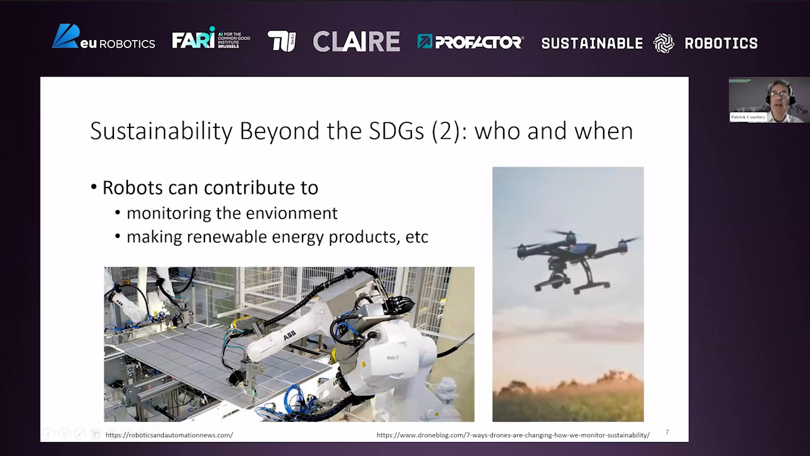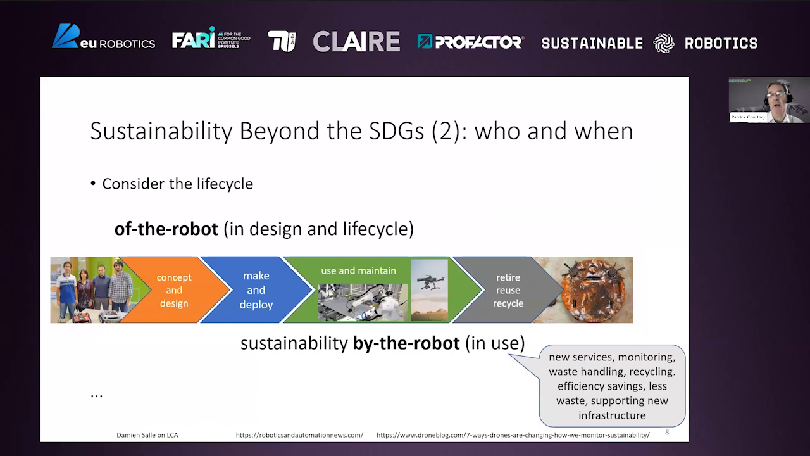The other aspect is to think about who and when. So we know that robots can contribute to, for example, monitoring the environment. For example, people are using drones to fly over farmland and wilderness spaces to find out what's happening in ways that are very hard to do otherwise, very expensive to do. And we also know that robots are being used to make, for example, renewable energy products. So solar cells there, but many other examples. These are very important contributions to the environment. But these are uses of the robot.